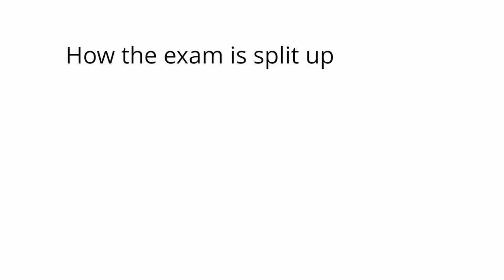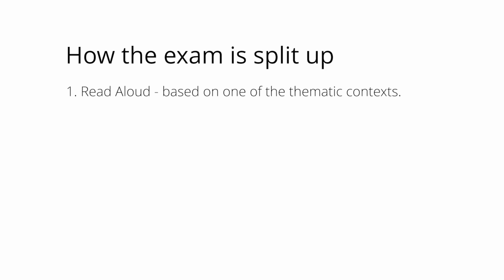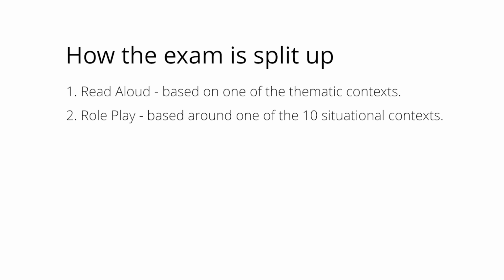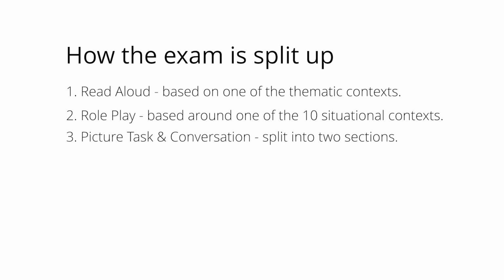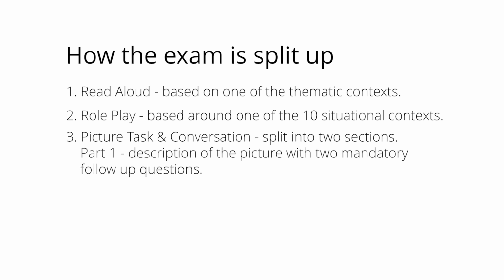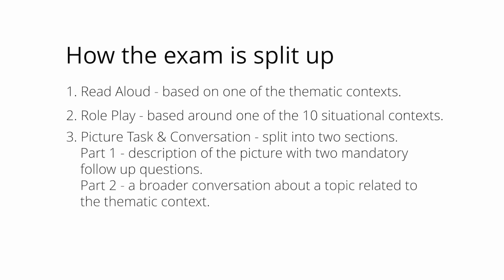There are 3 tasks. 1. Read aloud, which is based on one of the thematic contexts. 2. Role play based around one of the 10 situational contexts in the specification. And 3. Picture task and conversation. This task is split into 2 sections. First, the description of the picture with 2 mandatory follow-up questions. This then moves into a broader conversation about a topic related to the thematic context that the candidate has chosen 2 weeks in advance of the speaking window.